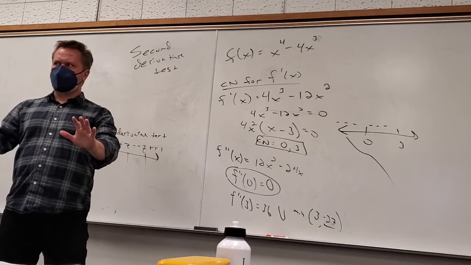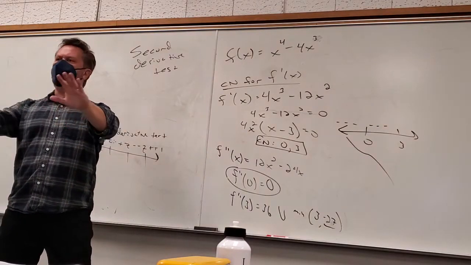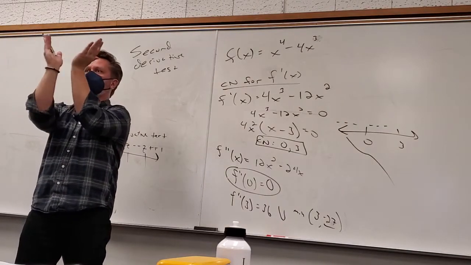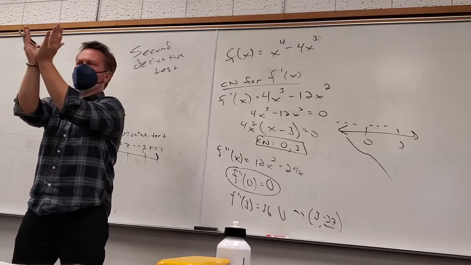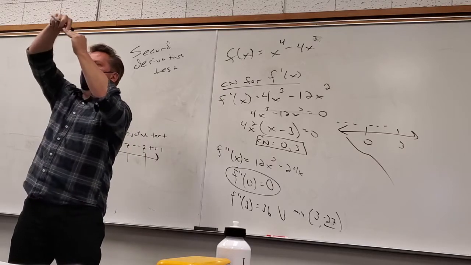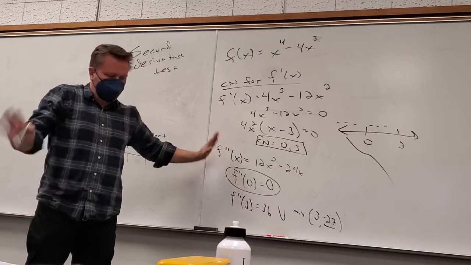So that's the second derivative test. Too beautiful to believe. If it looks like this and there's a critical number, it must be a minimum. That's just so nice. If it looks like that, it must be a maximum there. Okay.